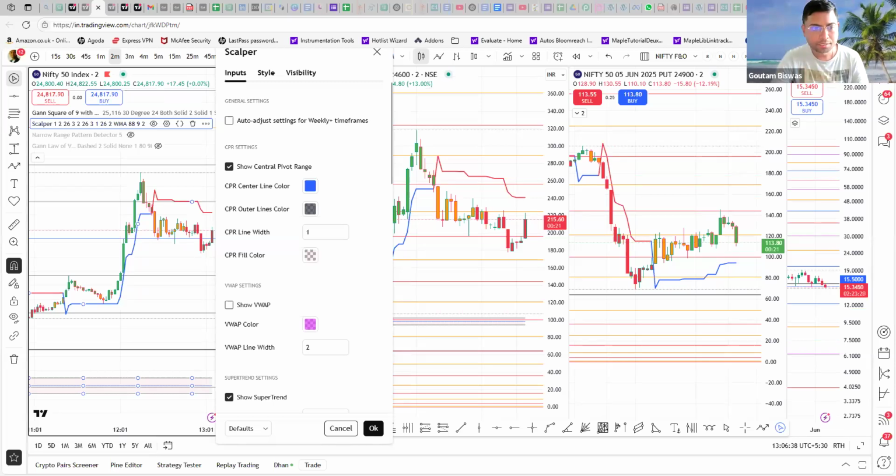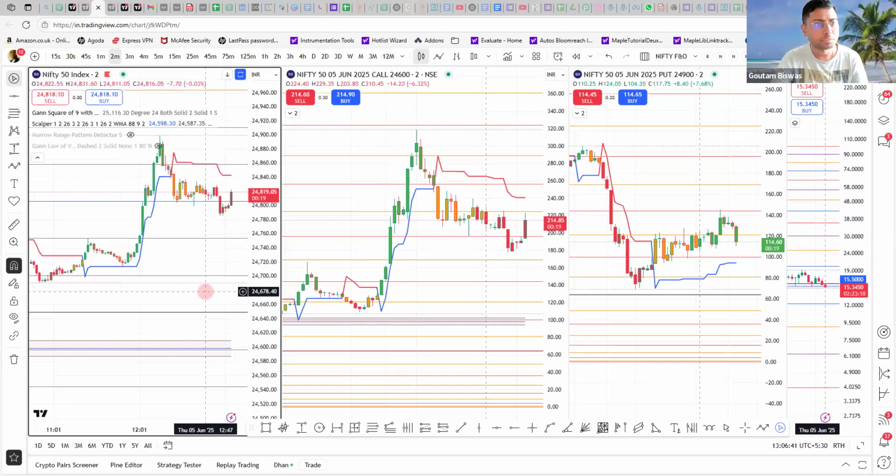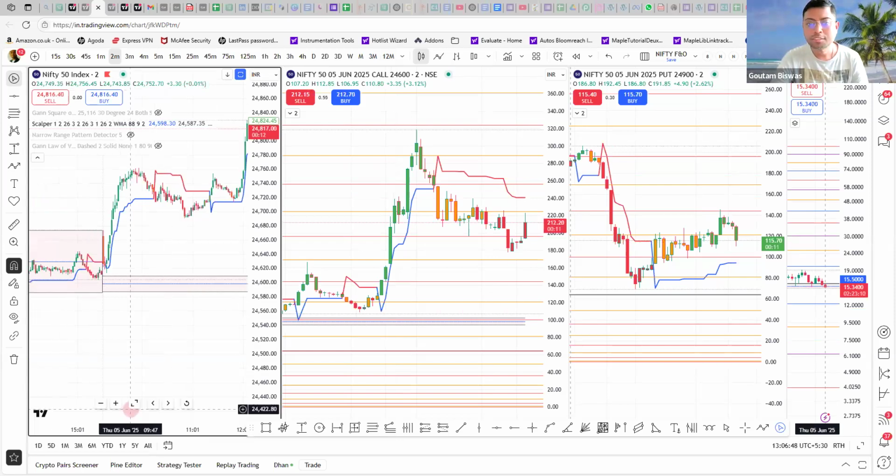So these three lines that you're seeing on your screen, can you see these three lines? I will switch off the other one so that you can focus. So this is what is the CPR. Maybe I'll just enlarge the screen also so that it is clear to you.